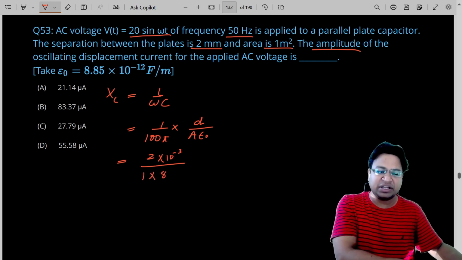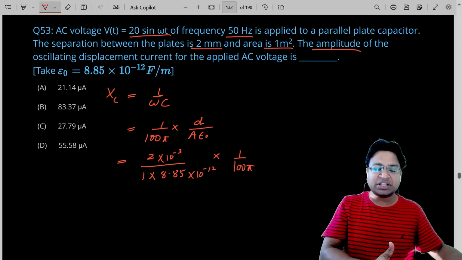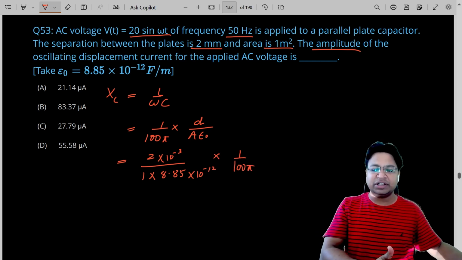Epsilon naught is given as 8.85 into 10 raised to the power minus 12. Then we have 100 pi, and we have to divide with 100 pi. So this is the capacitance. This is Xc. Now the amplitude of the oscillating displacement current.